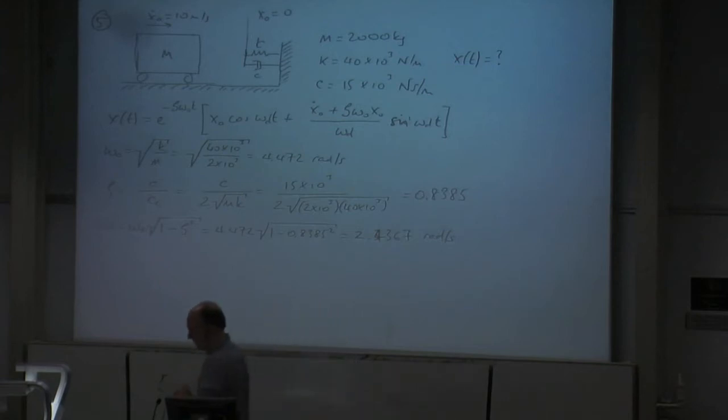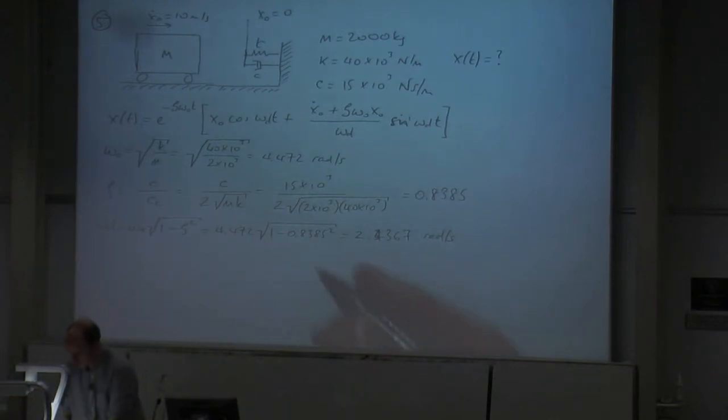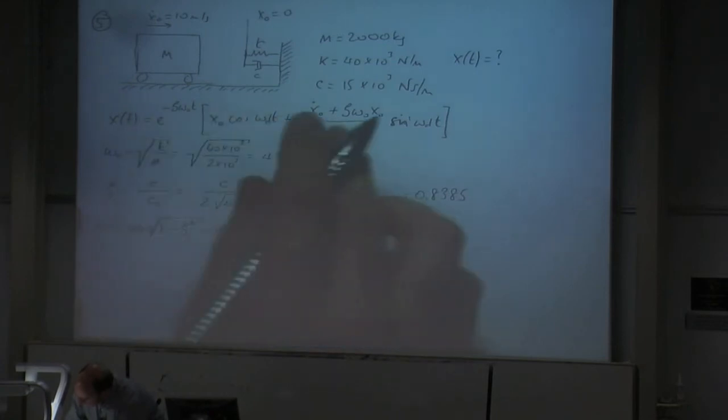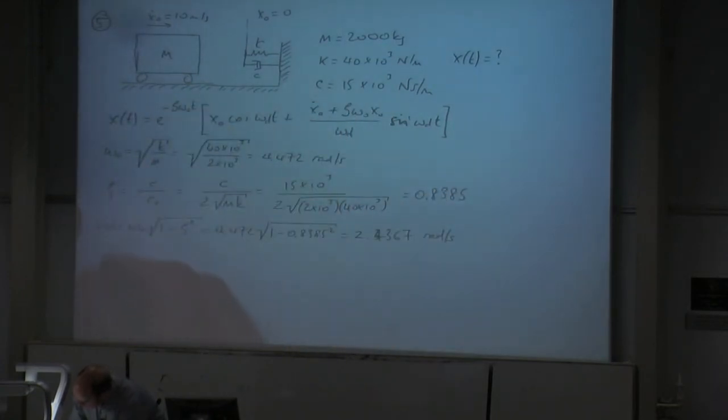So we have everything in that equation now. We have omega naught, which is in the exponential there, and also in the term in front of the sine. We've got zeta, which we found, and we also have omega d, which is a function of zeta and omega naught. And so we can stick everything in the equation. We know x naught and x dot naught, so we know that x of t equals e to the minus zeta, so that's 0.8385, times omega naught, 4.472, t.